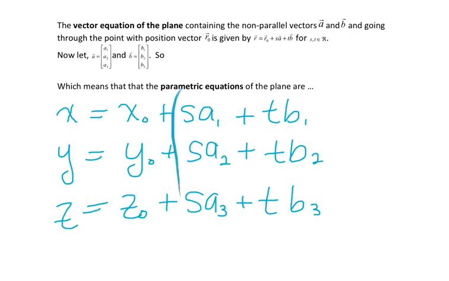So my parametric form has two different scalars, the s and the t, and the given point, and we've got two different direction vectors, the a and the b.